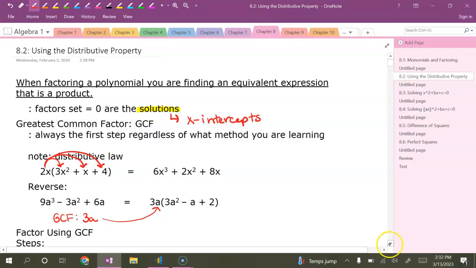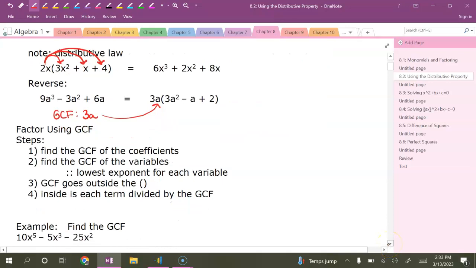So when you're trying to factor using the greatest common factor, your GCF, you're going to want to find the greatest common factor of your coefficients. What is the biggest number that you can take out of all of the numbers that you see in your problem? Then you try to find the GCF of your variables. Which one has the lowest exponent? So for example, if I had x to the third, x to the fifth, and x squared, the smallest exponent I see is that x squared. So this would be the one that I would want to take out of everything.